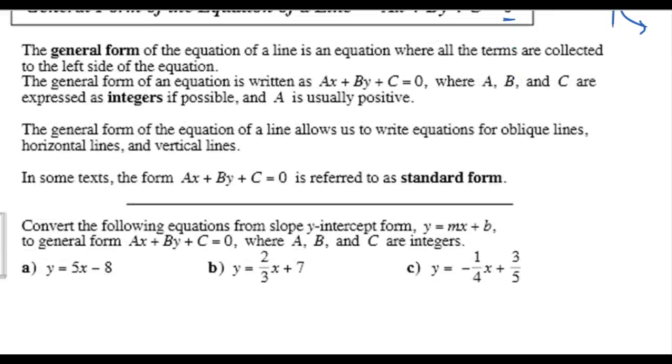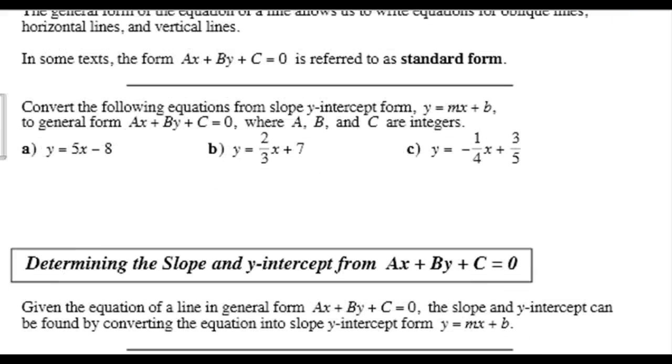Okay, so let's just go ahead and do a few examples. So here it says, convert the following equations from slope Y-intercept form, which was y equals mx plus b, where m is the slope and b is the Y-intercept, to the general form of ax plus by plus c. And the key thing is a, b, and c have to be integers. So you can't have fractions like you can in the Y-intercept form.